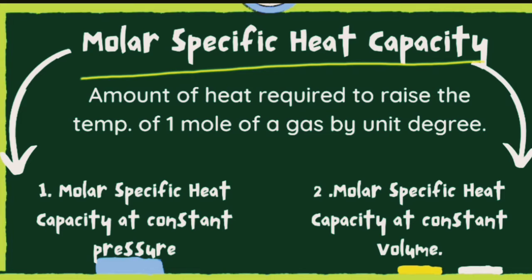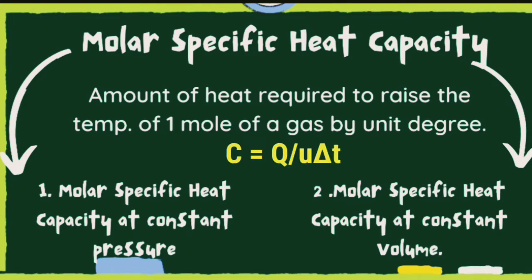Next topic is molar specific heat capacity. So it is the amount of heat required to raise the temperature of 1 mole of a gas by unit degree. It is denoted by capital C, and its formula is C equals to Q by mu delta T, where C is the molar specific heat capacity, Q is heat energy, mu is number of moles, and delta T is change in temperature. And molar specific heat capacity is further divided into two categories. First is molar specific heat capacity at constant pressure, and second molar specific heat capacity at constant volume.